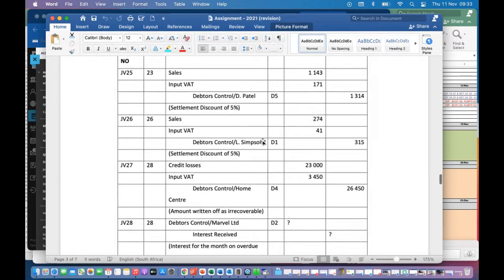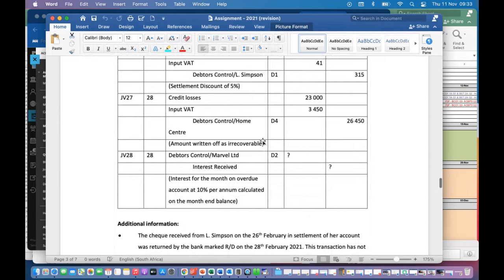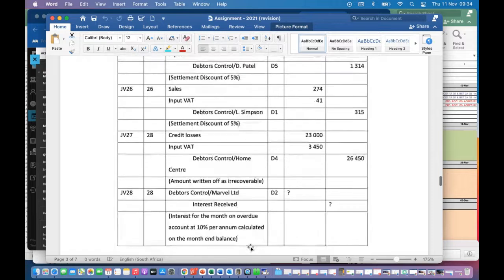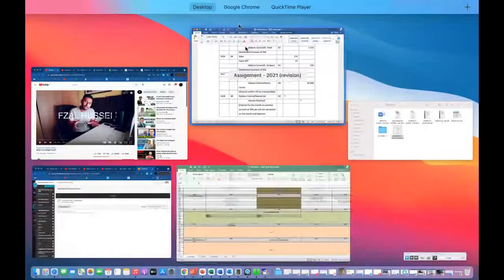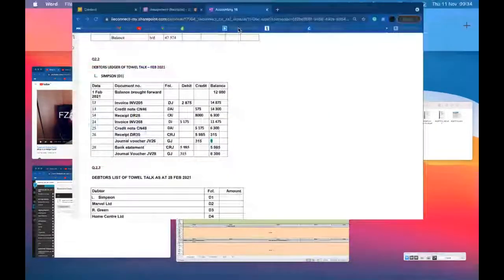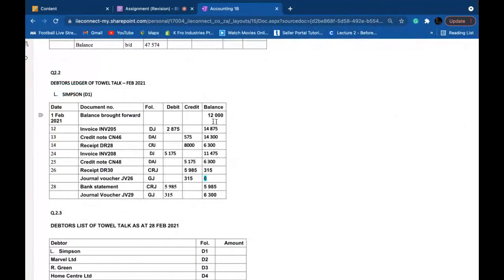And that was the last transaction, the settlement discount in relation to her account. Okay. Cool. Right. There's also the return to drawer. Okay. That bounce check, in other words. Right. Now let me go back to her individual debtors ledger. So there we have it. There's the 12,000 opening balance.